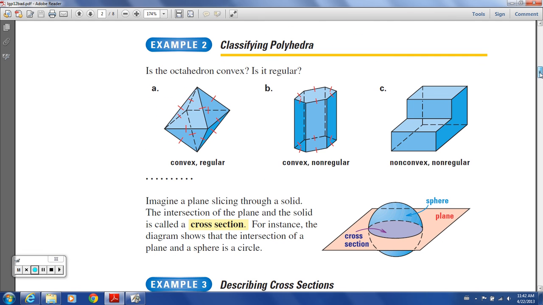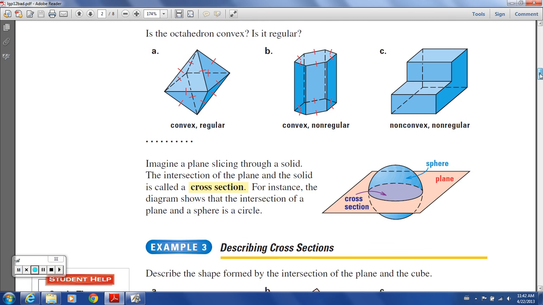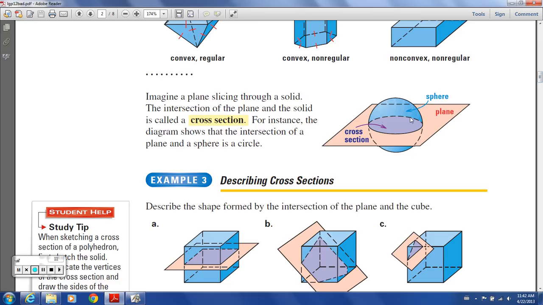And then down here some more examples. These examples are in your book as well, but just one more thing to mention here, the cross section. If you take a plane, imagine a knife slicing through the sphere here. This would be what you would see if you were to pull the sphere apart after cutting it. You would see this circular cross section right there.